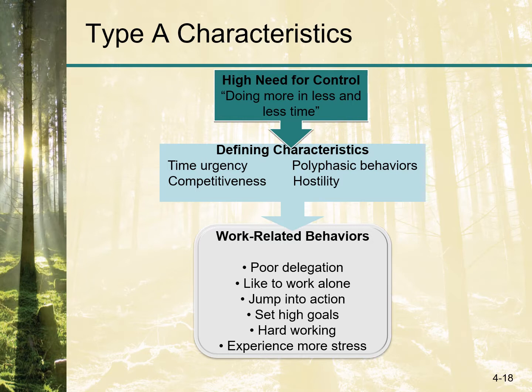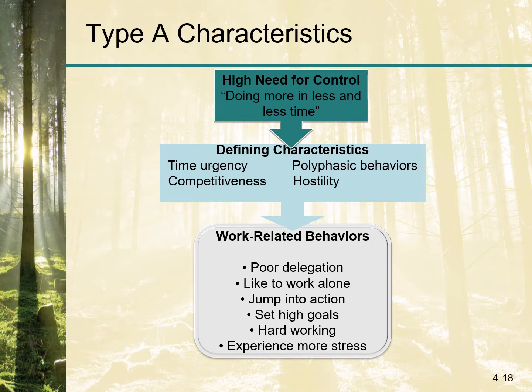Okay, and so there's essentially 4 defining characteristics that stem from that need for control, and that also help label people as type A. So you see them there in the middle in the blue. Time urgency, again, type A people are always in a rush. They never have enough time. They never perceive that they have enough time. But whether or not they do is irrelevant. It's that they always think they're short on time.